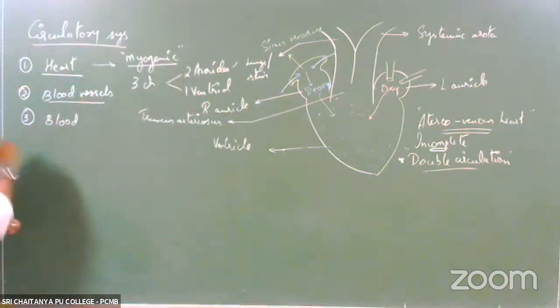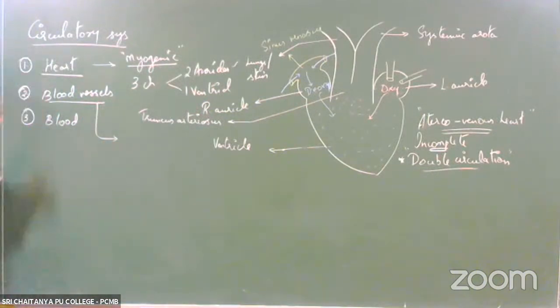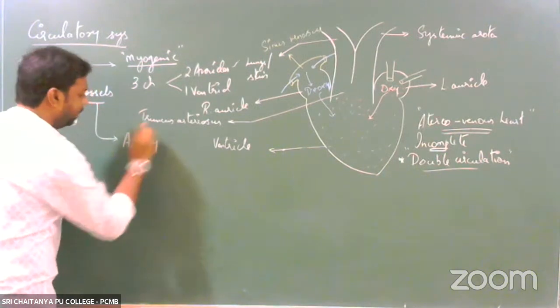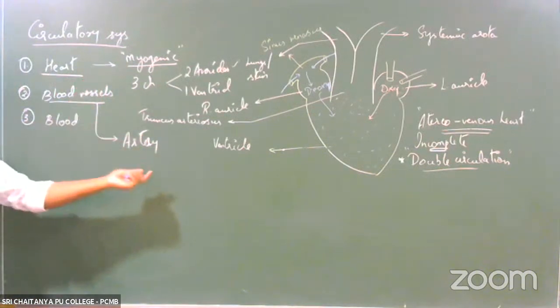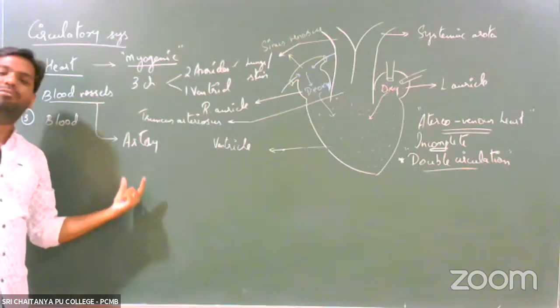Now, there are three different types of blood vessels present in these organisms, very much similar to the human blood vessels. The first blood vessel we call the artery. So we know what exactly is the role of an artery. Artery is the larger blood vessel which is responsible for carrying the blood away from the heart.